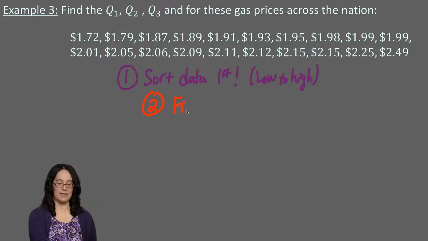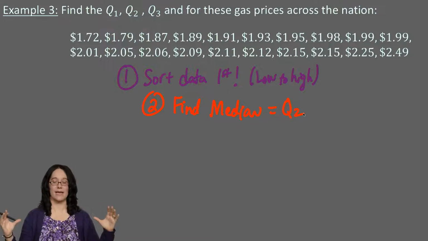That's right, we want to find the median. Why do we find the median first? Because that is quartile 2, okay? That's going to cut our data in half.